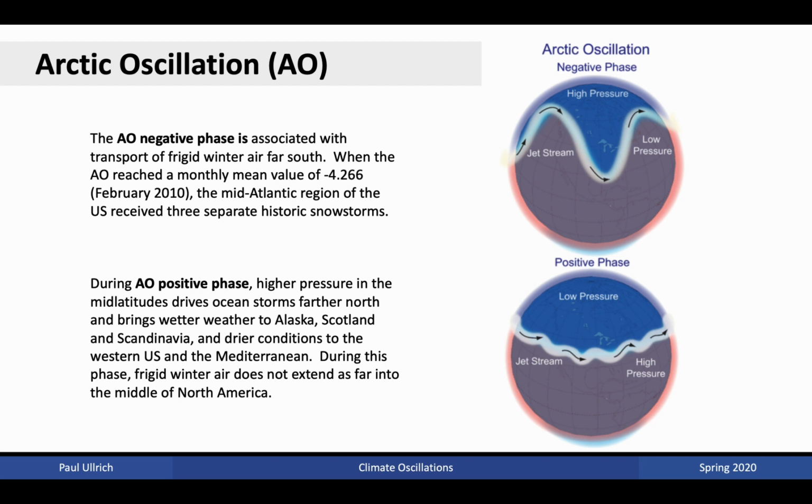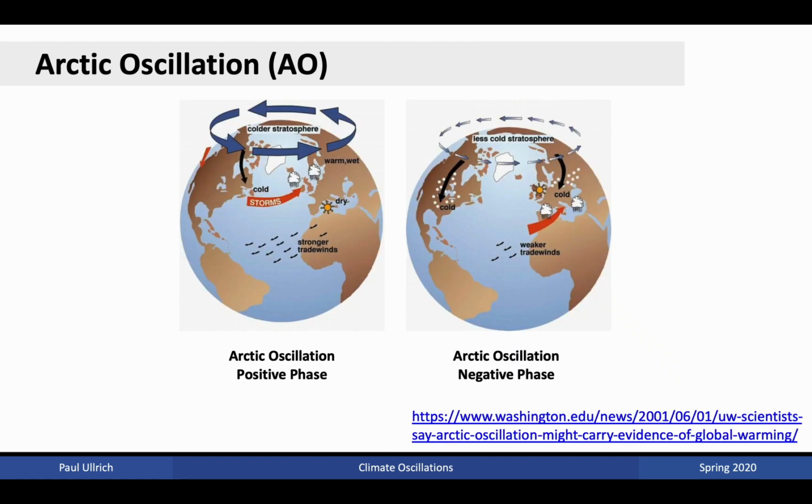During this phase, frigid winter air does not extend far south into Middle America and tends to be isolated within the Arctic region. Here are some of the meteorological patterns that are associated with the Arctic Oscillation.